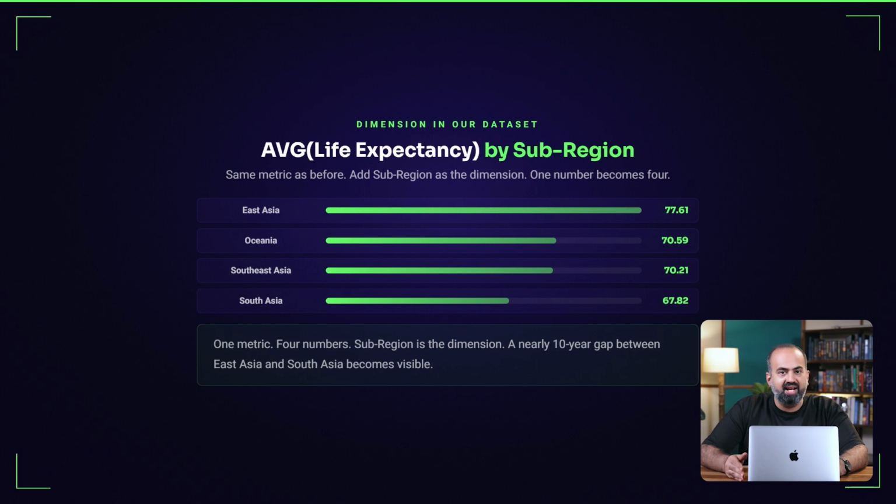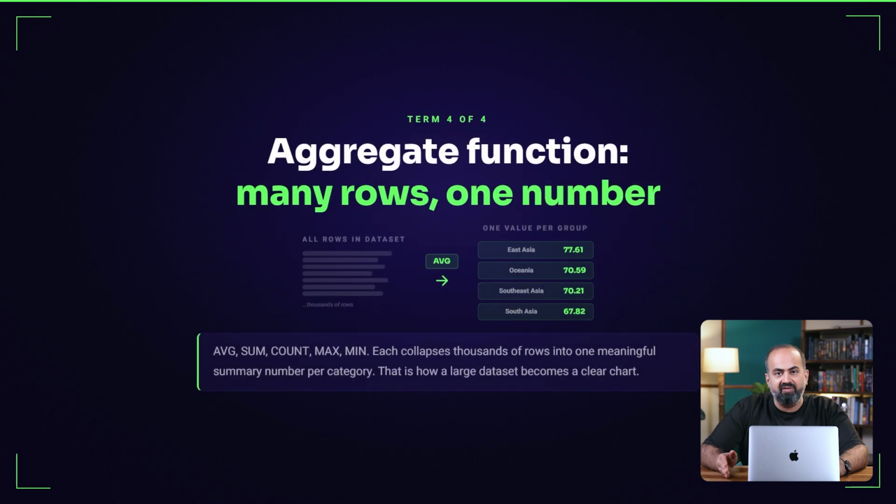This is where the final term, the aggregate function, comes in. Superset may have thousands of rows in the dataset. The aggregate function helps reduce those many rows into meaningful summary numbers. For example, average life expectancy takes all the life expectancy values for East Asia across countries and years and calculates one average number. That average becomes the value shown in the chart.